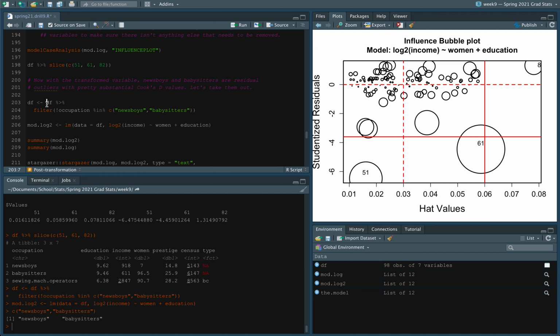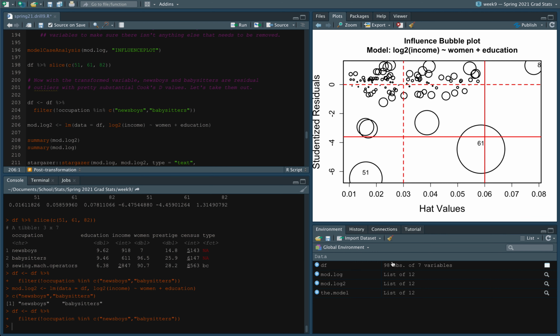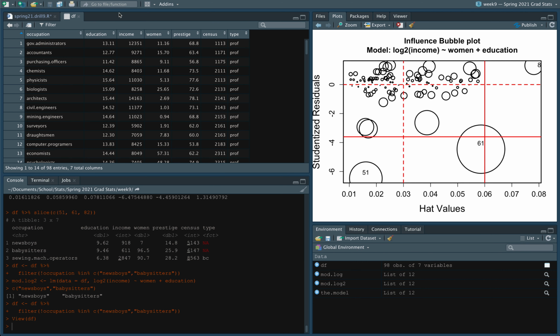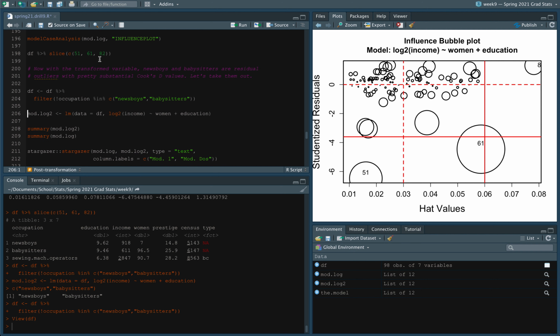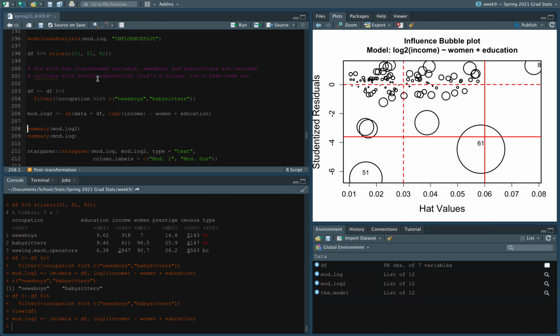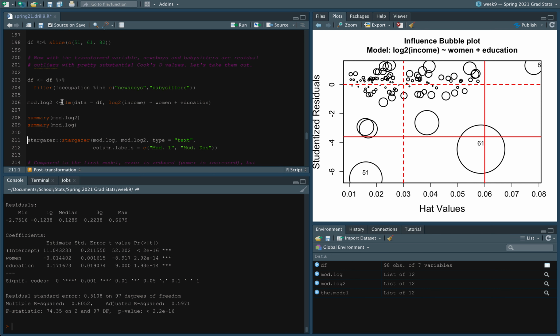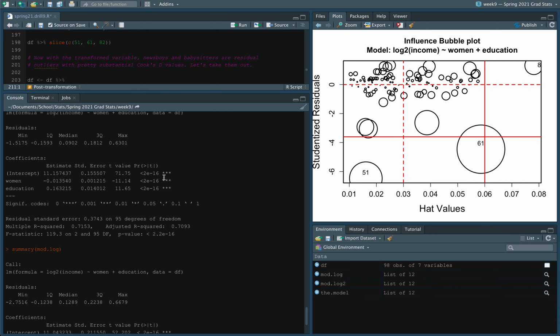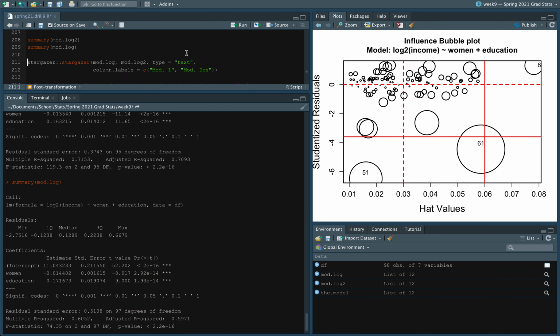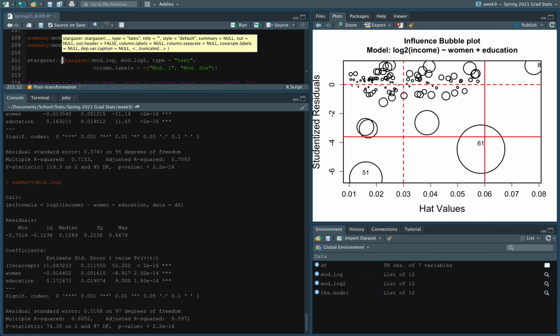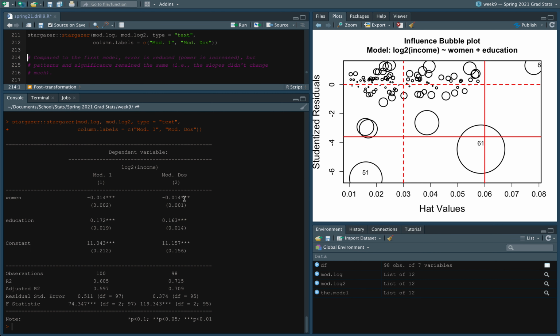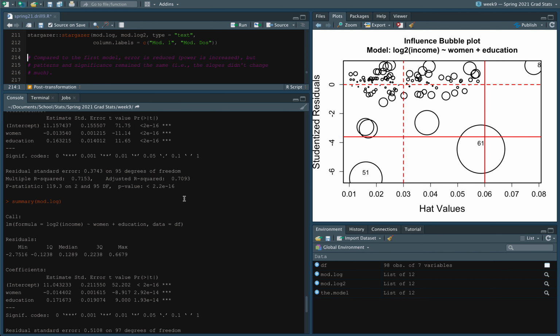In short, this filter takes out the newsboys and babysitters, and so now we have 98 observations instead of our original 100. And so now we can refit our model again, and we're going to have mod log 2 based on those 98 observations. We could look at them this way, but whenever I do model tables, I like this package called Stargazer. It's the same information. I just didn't want to confuse anybody.